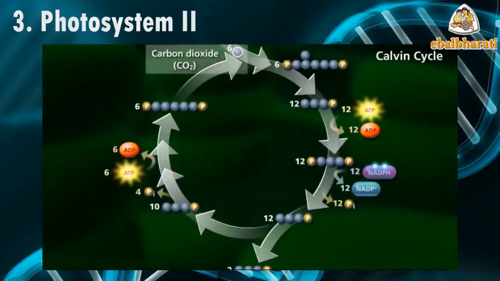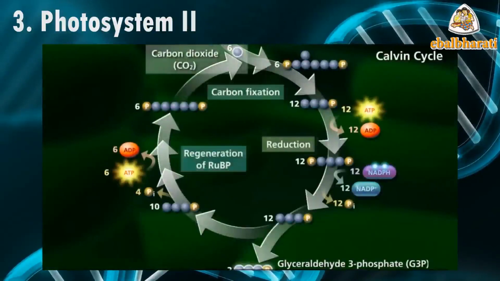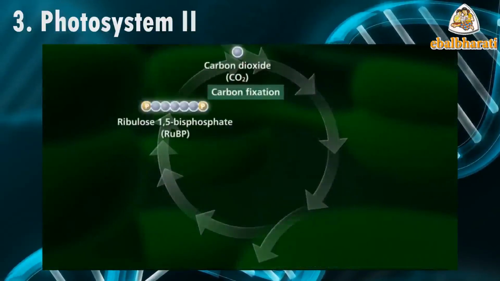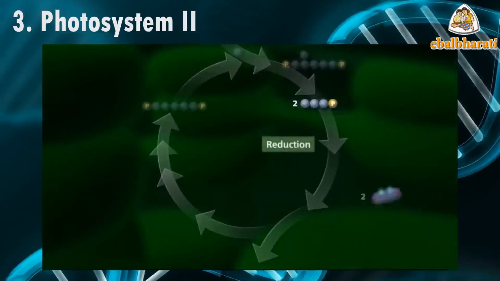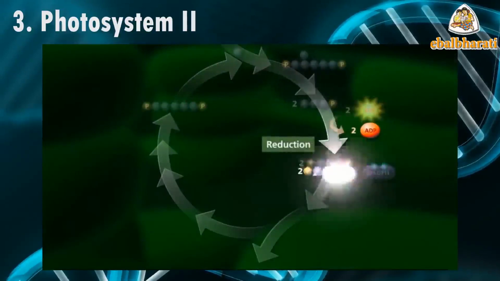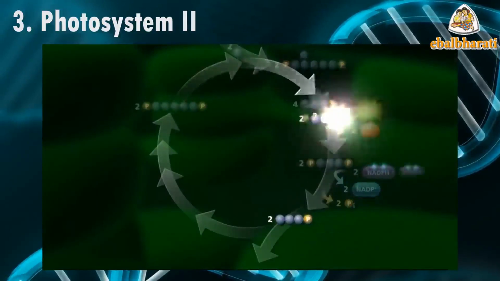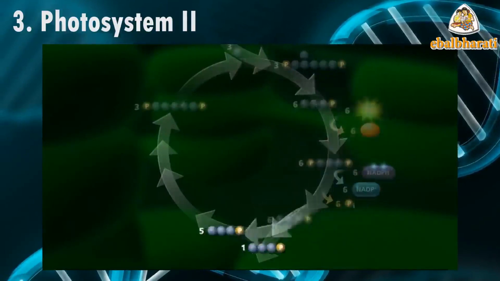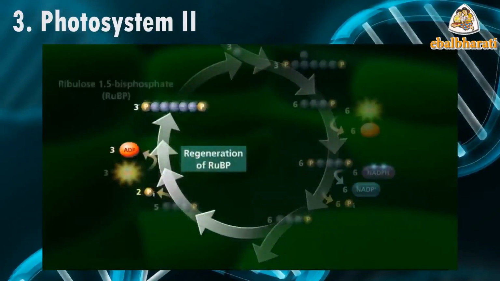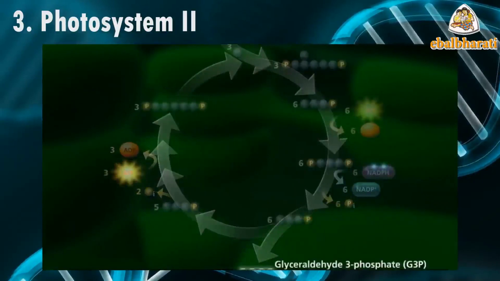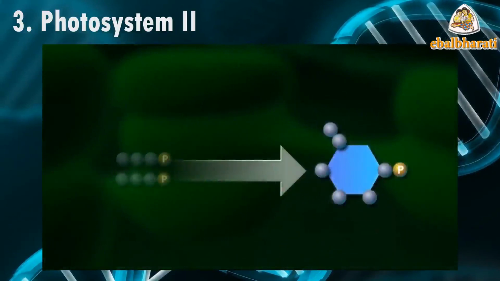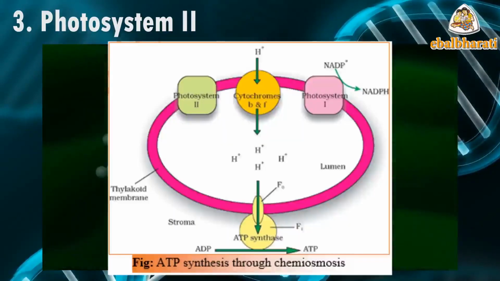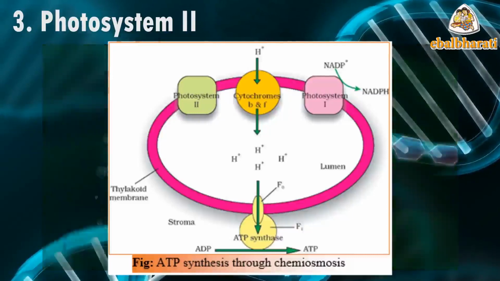Photosystem second. This system brings about photolysis of water and release of oxygen. When PS2 absorbs light, electrons are released and the chlorophyll molecule is oxidized. The electrons emitted by P680, PS2 are ultimately trapped by P700, that is PS1. Figure 12.6 shows the ATP synthesis through chemiosmosis.